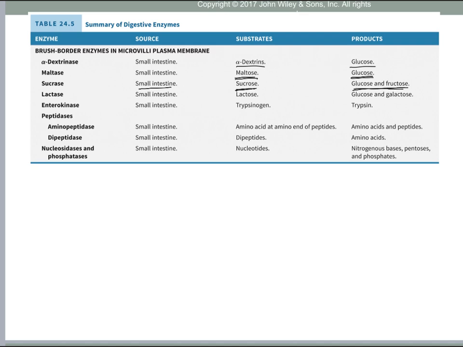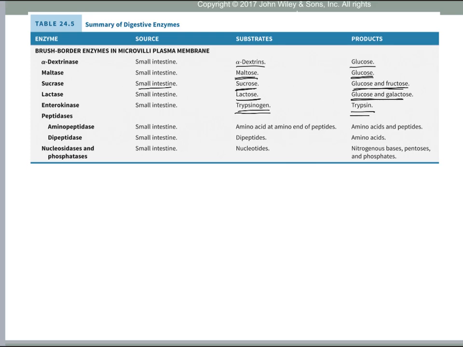Lactase is, again, same place. We are breaking up lactose. You see the similarity here: sucrase, sucrose, maltase, maltose, lactase, lactose, breaking it into glucose and galactose. Now the interesting one here is enterokinase. We talked about this before when we were activating trypsinogen and forming trypsin. So that enterokinase is going to be super important.